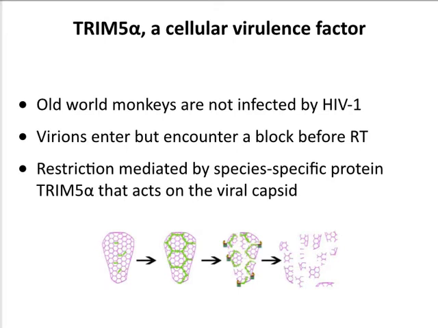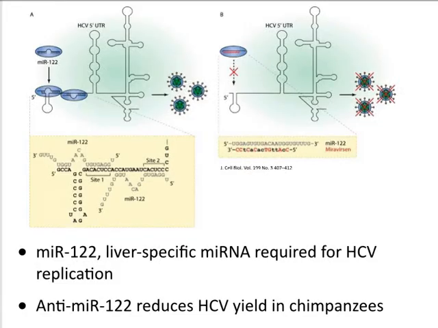Humans have a TRIM5-alpha protein, but it does not block HIV infection. And on the other hand, it does block SIV infection. So HIV has evolved in humans to escape the restriction imposed by TRIM5-alpha. So it's an example of a cellular protein that influences virulence. There are also determinants of virulence in cells that are not proteins. Non-coding regions, microRNAs is one example. And one of them is really interesting. It's called miR-122, microRNA 122, which is a liver-specific microRNA.